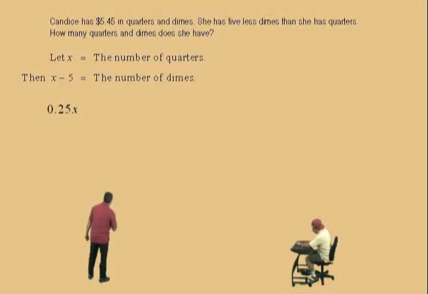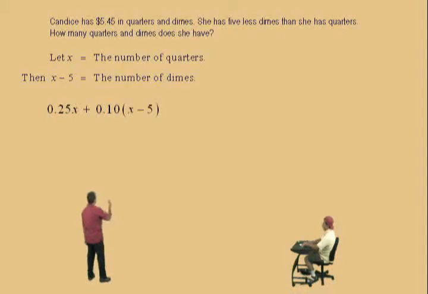And now we have to also add the amount of the dimes. Now, a dime is what decimal, Charlie? 0.10. It's 0.10 because a dime is 10 cents of a dollar, right? It's 10/100ths of a dollar, which is the 0.10. And now, how many dimes do we have, Charlie? x subtract 5. So the 0.10 times x subtract 5 represents the amount from the dimes.